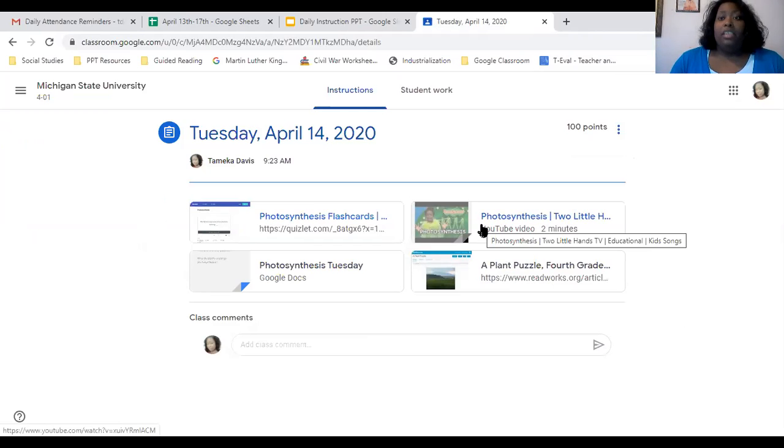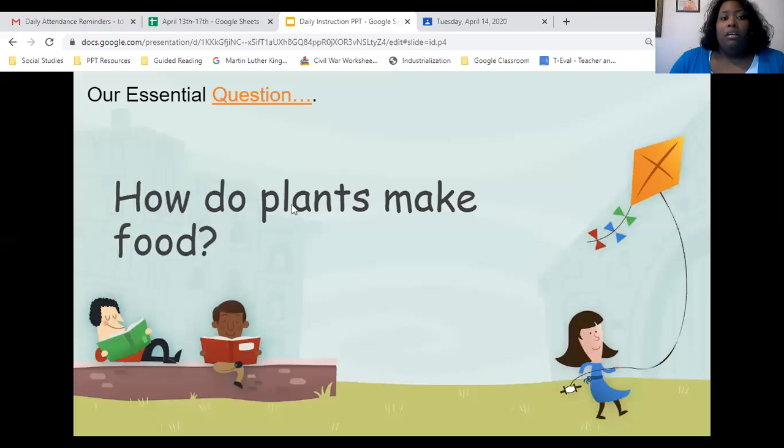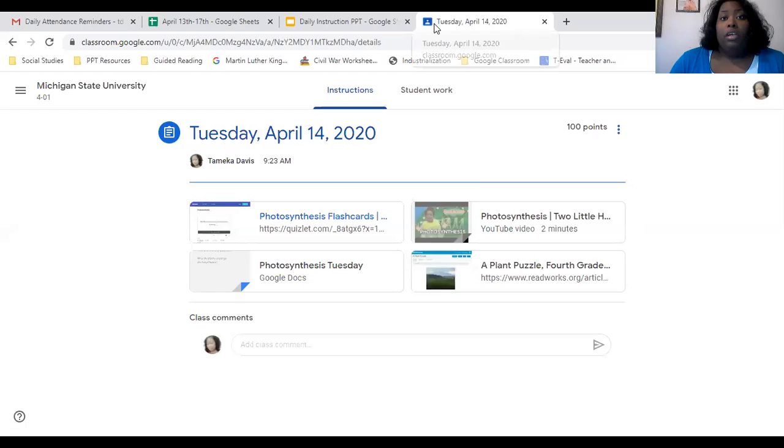It's actually a song. Yes, you know Miss Davis loves music. It's actually a song, and the little girl is singing about photosynthesis. So we're going to watch the song, and again, we're still identifying how plants make their food. So let's watch the song and listen to the young lady explain to us how plants make their food.